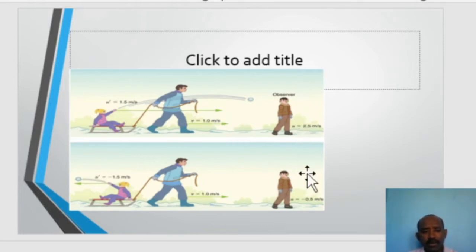In the second case, what happens? A girl is throwing the ball in the opposite direction, but the person is moving in the same direction. So for the observer who is observing the ball, the ball velocity appears to be u dash minus v, that is 1.5 minus 1, which is equal to 0.5 meter per second. For him the ball velocity appears to be lower. So that is in the case of classical mechanics.